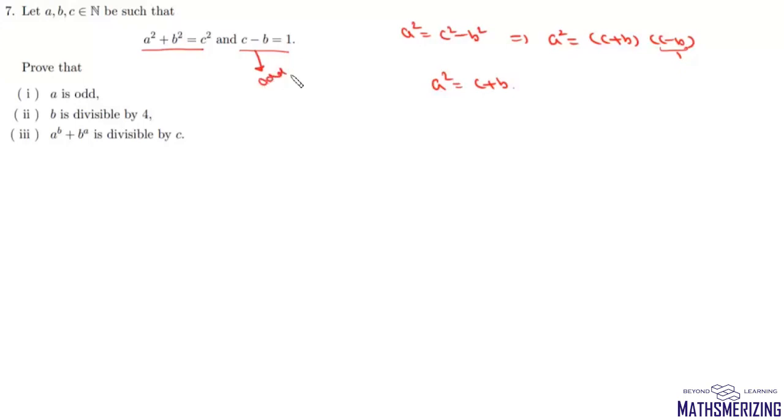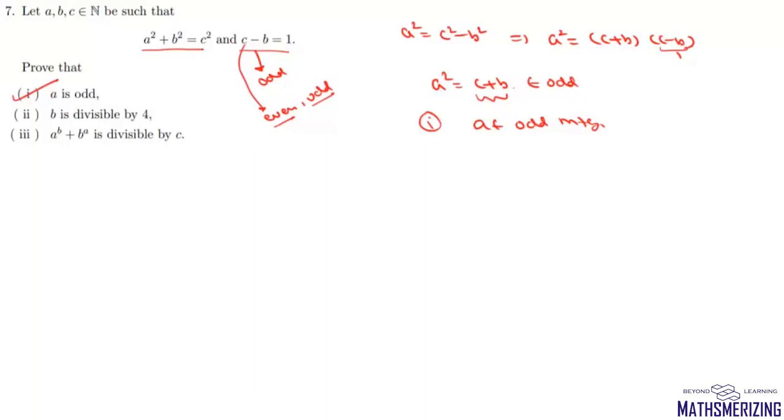So if c minus b is an odd number, that means one of c and b is even and the other one is odd. So if we have one number even and the other number odd, then the sum of an even number and an odd number is also an odd number. So a square is an odd number, and if a square is an odd integer, in that case a is also an odd integer. So that's your result number 1.